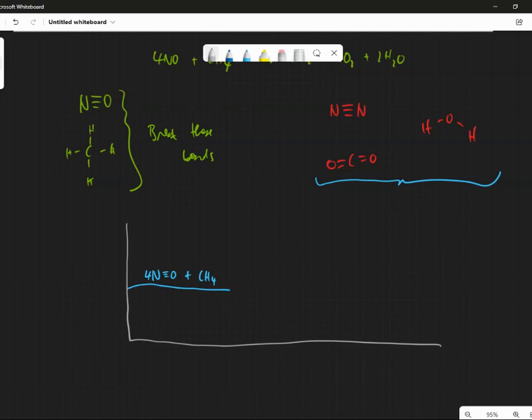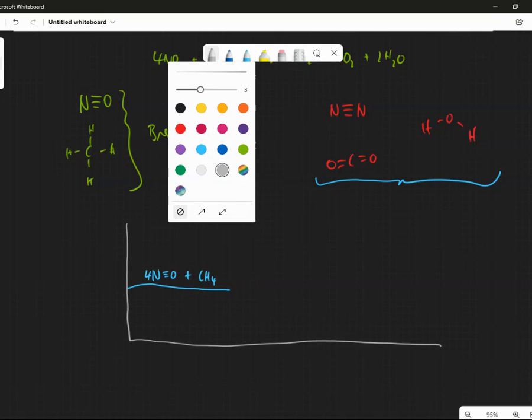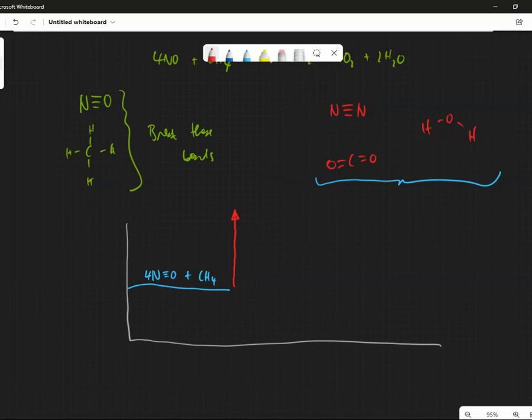We have to put energy in. Energy is going in to break these bonds. So I'm going to put energy in. This is the endothermic bond breaking. Once I put the energy in, I end up with nitrogen atoms, a couple of oxygens, and a carbon there, and hydrogens.